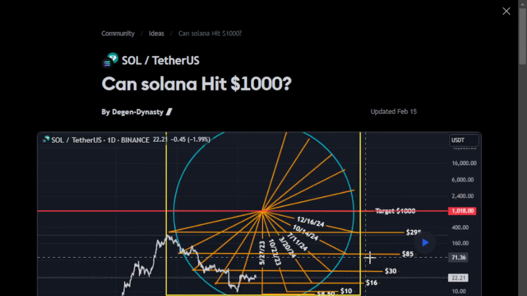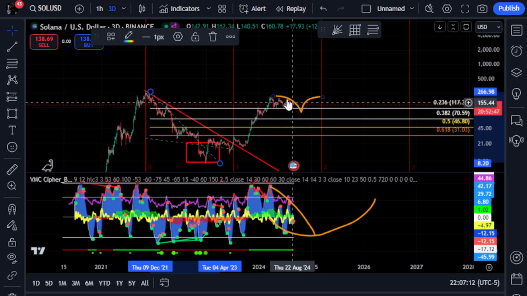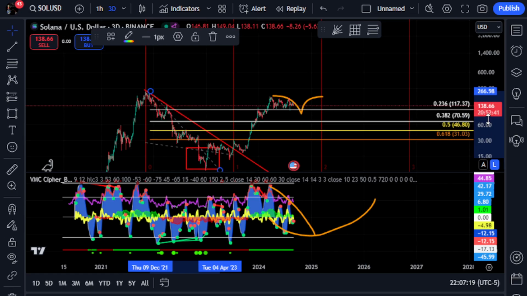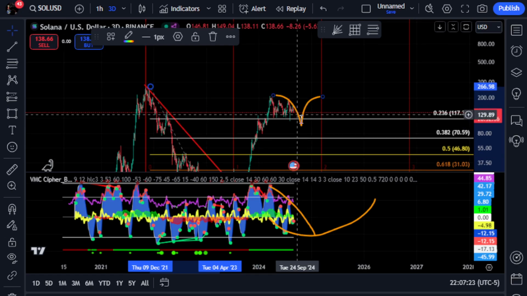But it also has a price level of $85, so I'll be looking for that $85. Why not? The 382 is at 70, and 100 is a psychological level. We just have to watch the price action as we come down. This year, October through December, this last quarter, December is where a lot of these momentum curves come out in the crypto market.